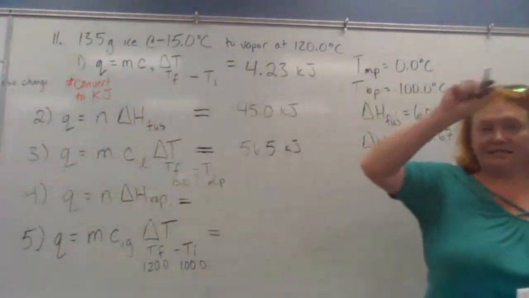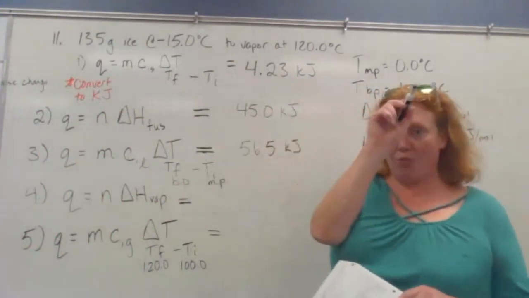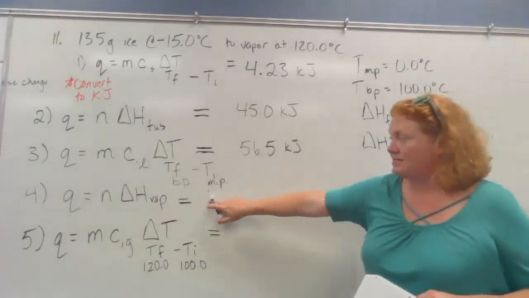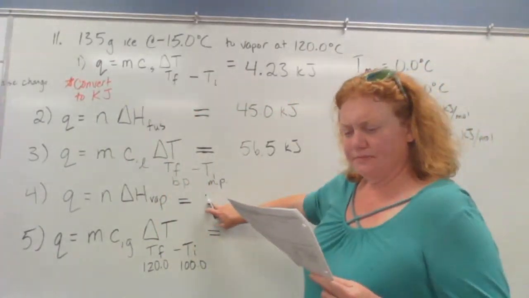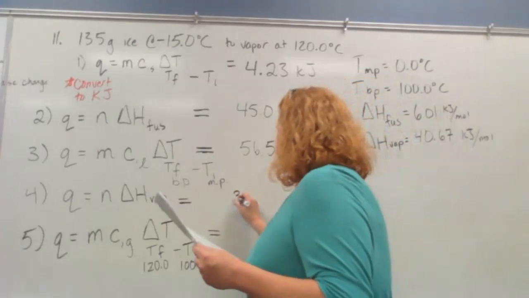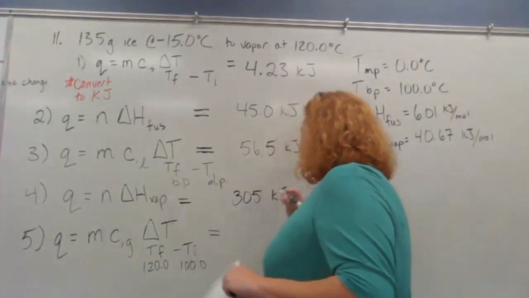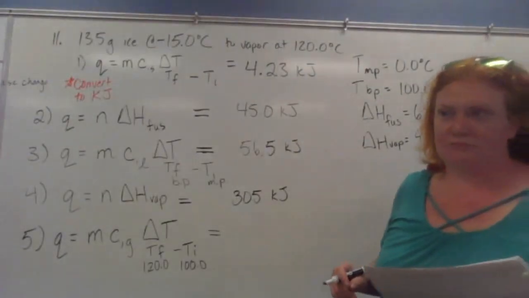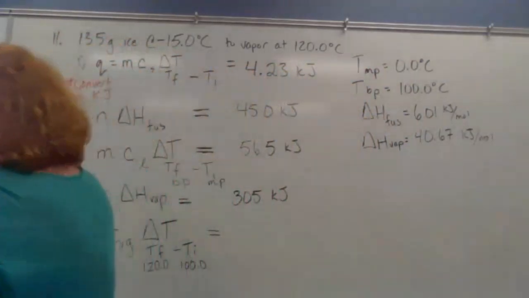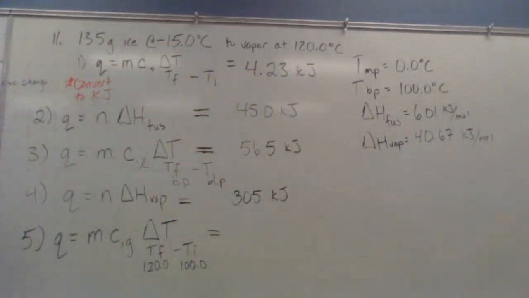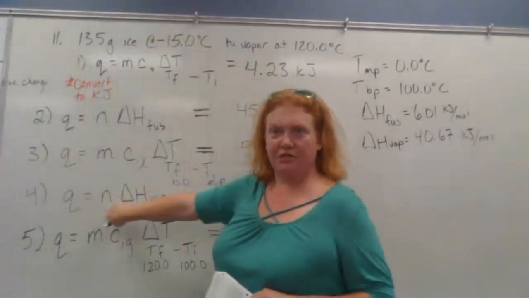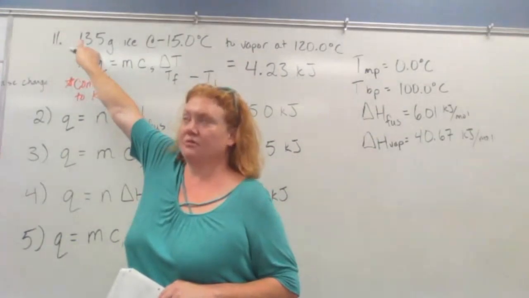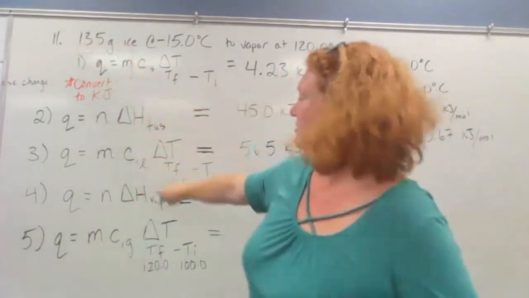Okay, then to vaporize that liquid, that 135 grams at 100, once it hits 100 and I'm vaporizing it, I'm phase changing it. Okay, to vaporize that liquid, I got 305 kilojoules. How are y'all getting the moles? What are y'all doing to get the moles? You're doing 135 grams divided by 18.02, the molar mass of water. Yes, okay, good.